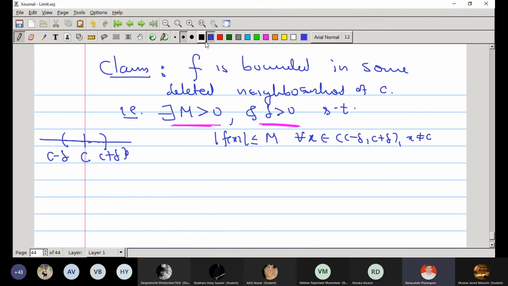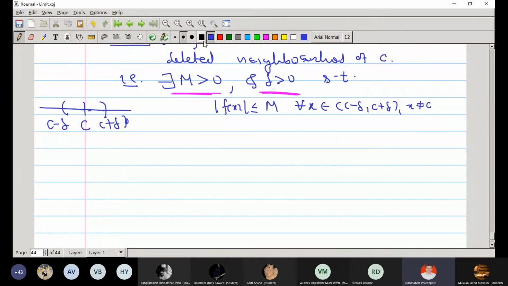We want to produce M and delta. There is a delta neighborhood, and there is M such that the function is bounded by M. Since the limit as x tends to c of f(x) is equal to L, this is given. The only thing is that the limit exists. Suppose the limit is L.